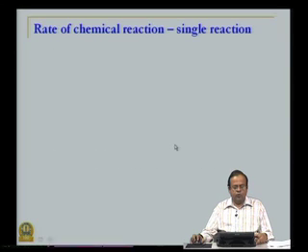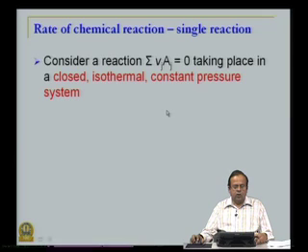So, just a few terminology to set the background for different kinds of reactions. For example, we first start as usual with a single reaction. Let us say that we have a reaction summation nu j Aj equal to 0 taking place in a closed isothermal constant pressure system.